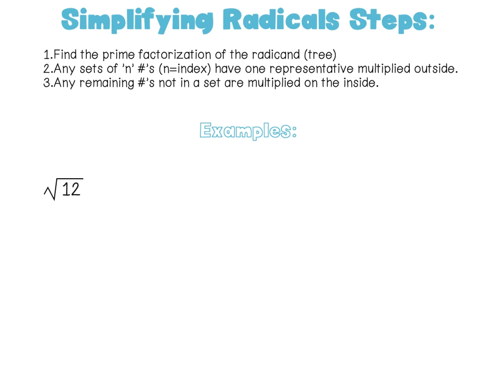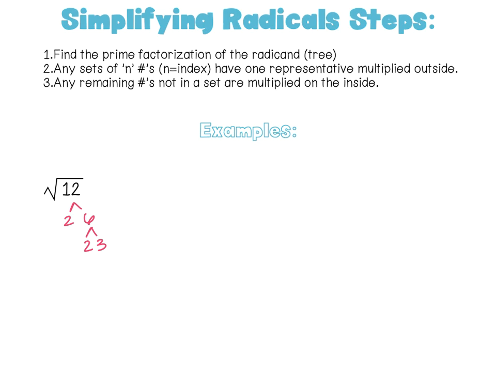If I have the square root of 12, I'm going to do a prime factorization for 12, which I just call my little factor tree. And I'm going to write out all the factors of 12 until I only get prime numbers. So, okay, 2 times 6 is 12, 2 times 3 is 6. So I went all the way down until I could go no further than to have prime numbers.